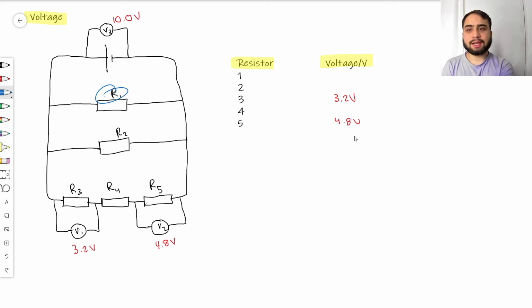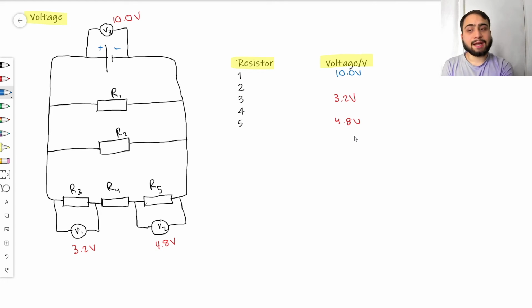Okay, so let's have a look at resistor 1. Let's look at the loop resistor 1 follows. So we know that conventional current flows from positive to negative. Okay, so it goes here, down there, down there, down there, down there. Okay, so this shows us that R1 is in parallel with the cell itself. And we know that the voltage across parallel components is exactly the same. So if the cell is 10 volts, R1 is also 10.0 volts.